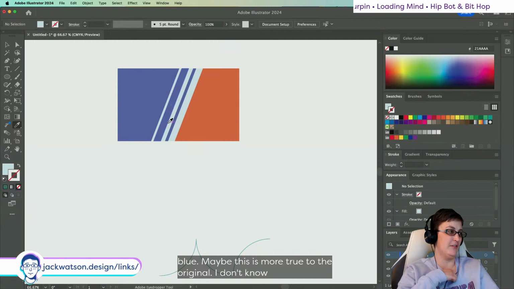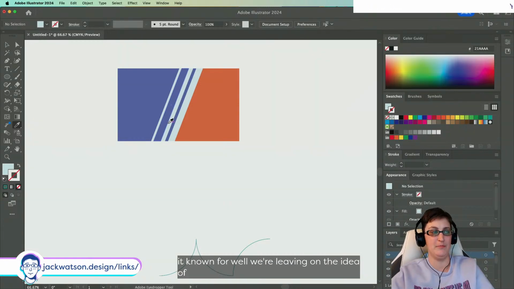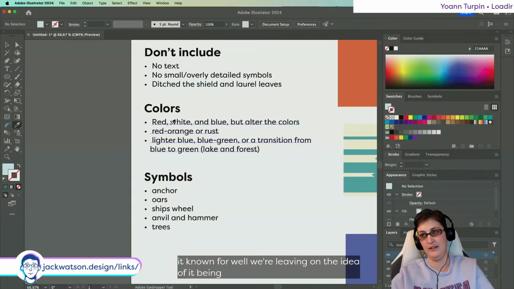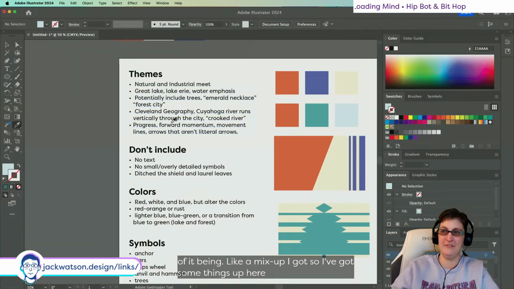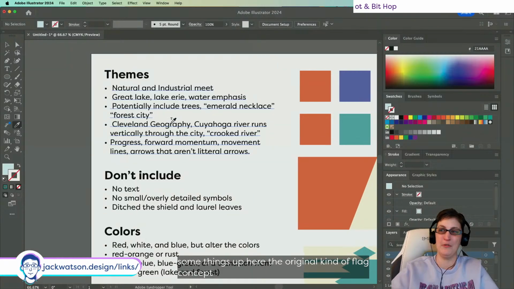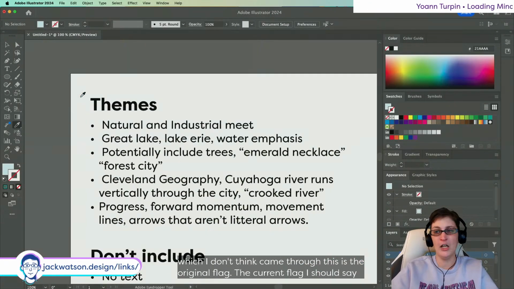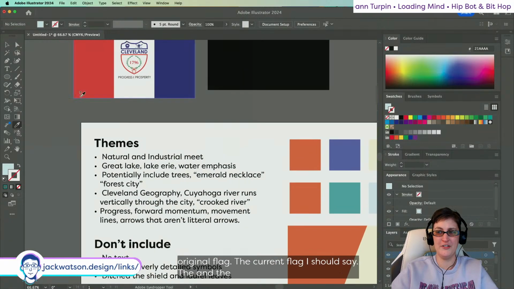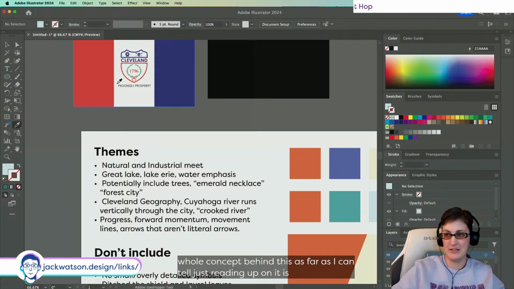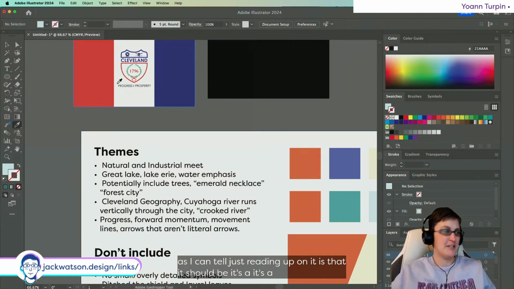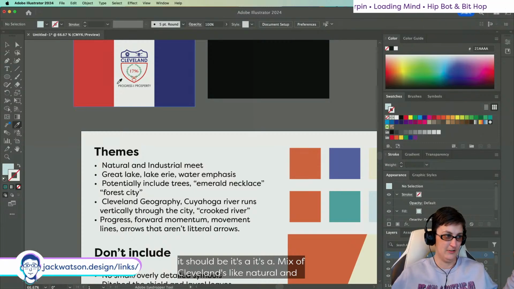I don't know anything about Cleveland. What's it known for? Well, we're leading on the idea of it being a mix-up. I've got some themes up here. The original flag concept, which I don't think came through. This is the original flag. The current flag, I should say. The whole concept behind this, as far as I can tell, just from reading up on it, is that it's a mix of Cleveland's natural and industrial landscape.